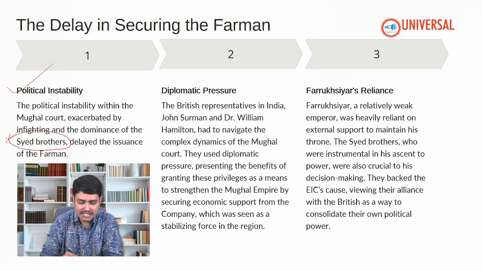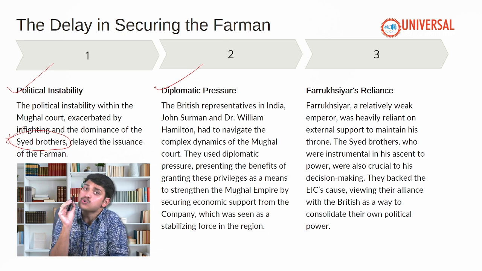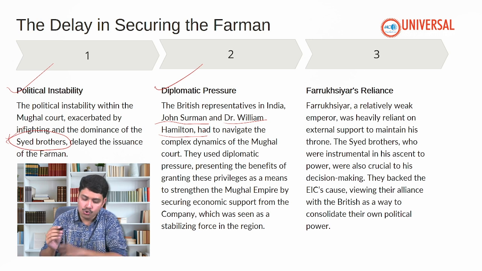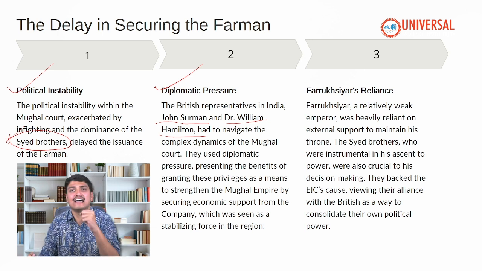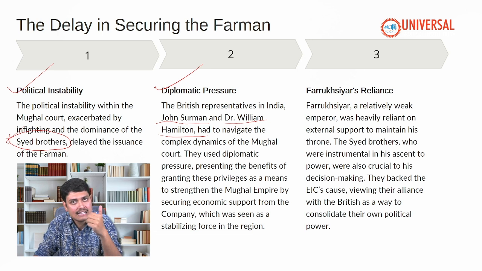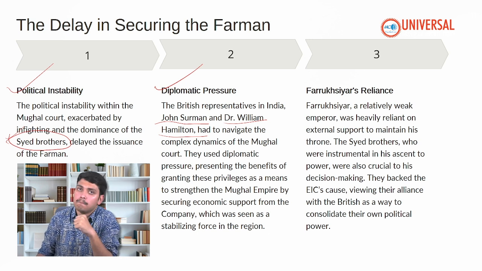And the second point is the diplomatic pressure. As we can see, these are two extremely important names. The British representatives in India, including John Farman and Dr. William Hamilton, as we discussed before, had to navigate the complex dynamics of the Mughal court. Since they were new to this place, they had to take time to understand the royal courtly culture of the Mughal Empire.